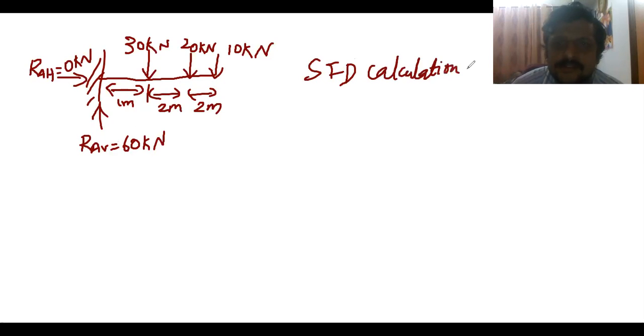For these SFD calculations, this is very simple, students. As I already told you, whichever forces are going up are taken as positive, and whichever forces are going down are taken as negative. So we'll take sections like this at the points. We can call them A, B, C, D, however I want. At D, we take a section to the left of D and to the right of D. I'll use different colors so that it's better for your understanding, but they are only sections.